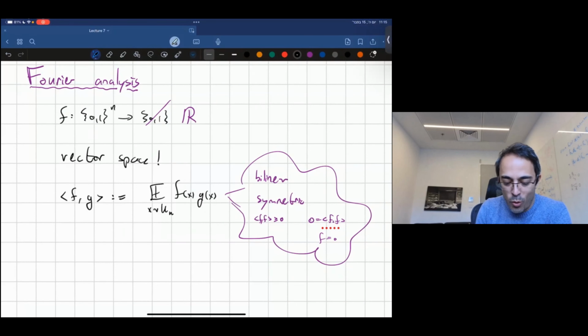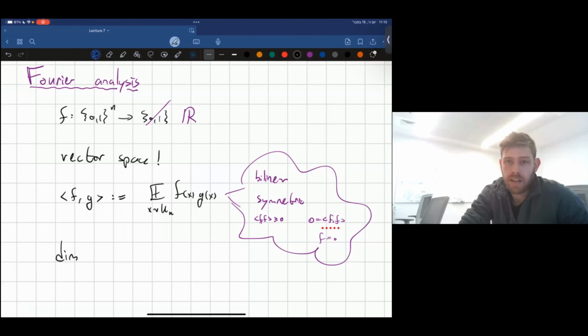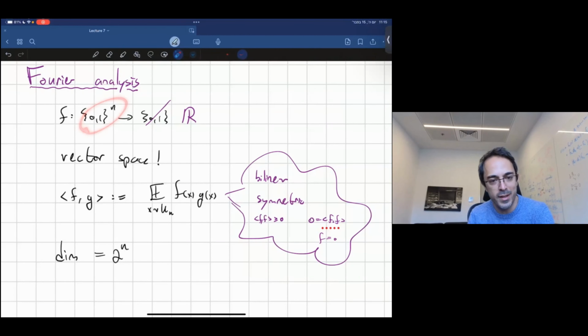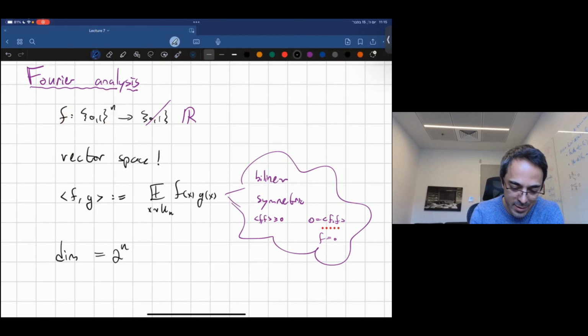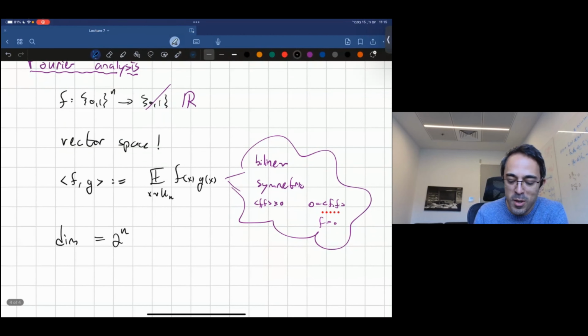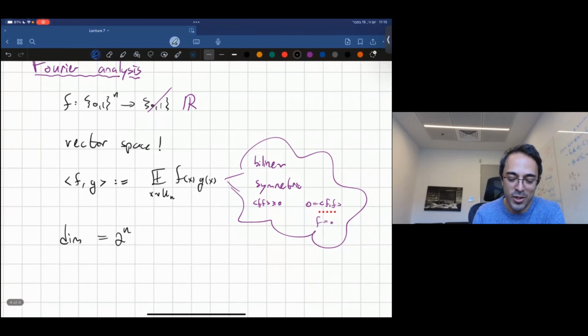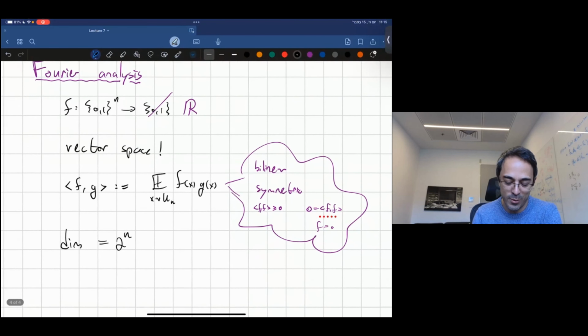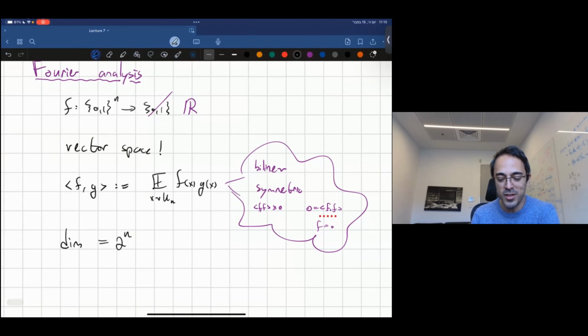So, what's the dimension of this space that we are looking at? 2 to the n. Right, the dimension is 2 to the n. You have 2 to the n degrees of freedom here. You can think of this function as a 2 to the n length vector. So can you give me 2 to the n functions that we already saw last time and today that may serve as a good basis for this vector space?